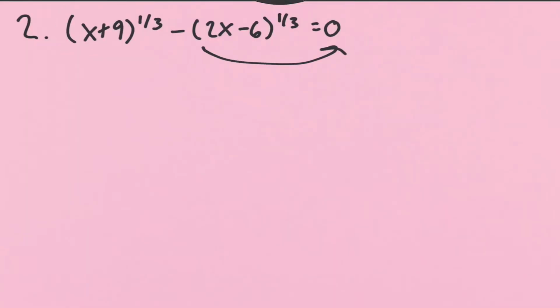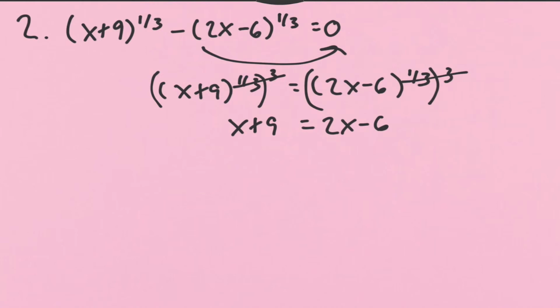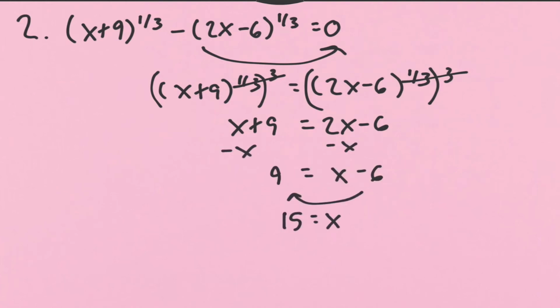Let's bring this term over. Remember, if it's a fraction exponent, take the reciprocal to both sides. So that's to the 3 over 1 power, and we can solve for x from there. Remember, another way of thinking of the 1/3 power is cube root, and cubed cancel, and x equals 15.